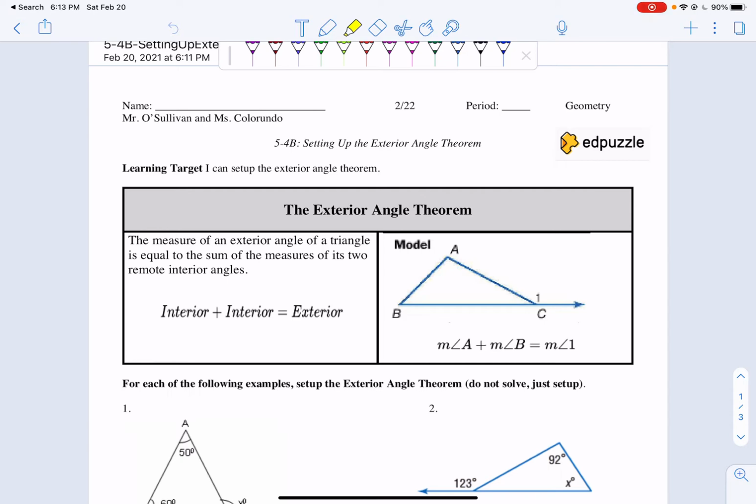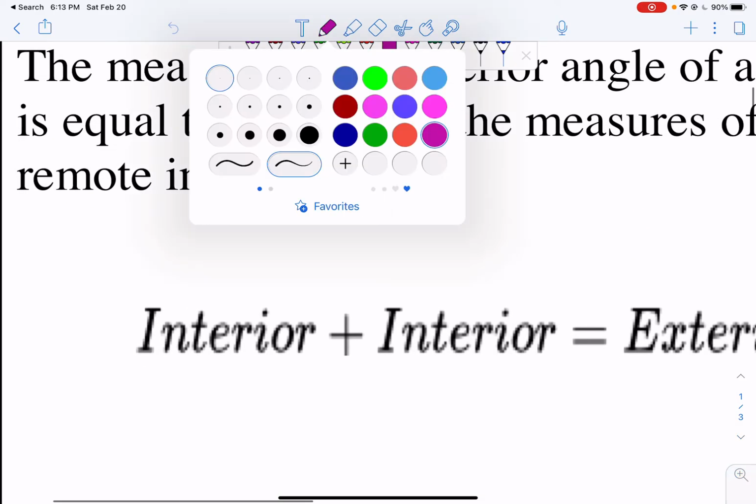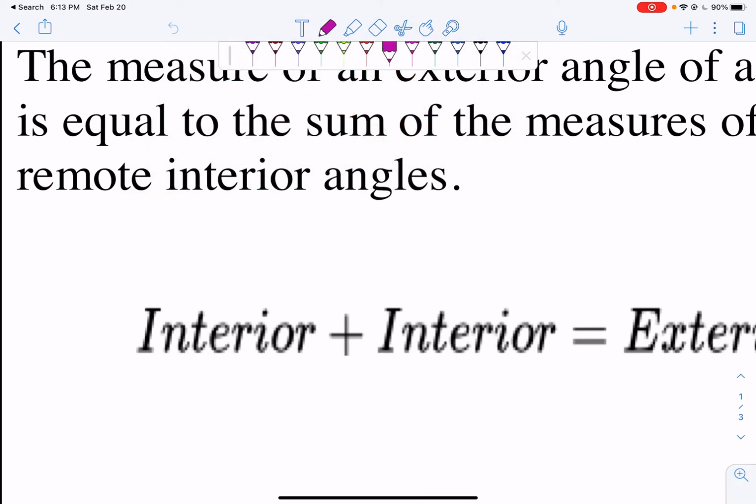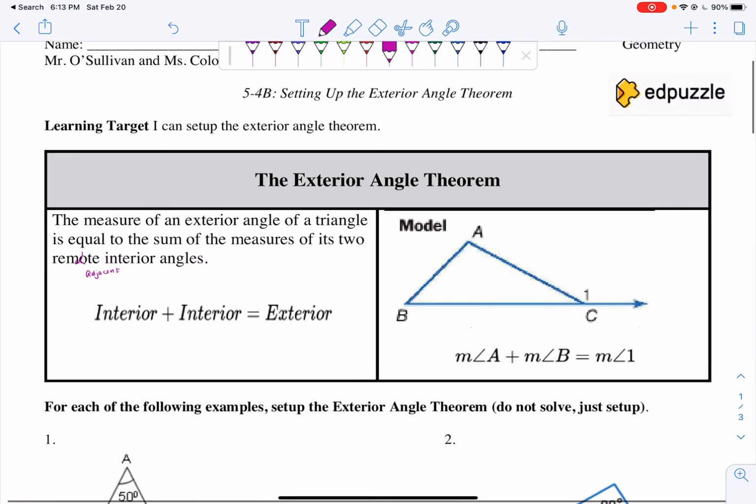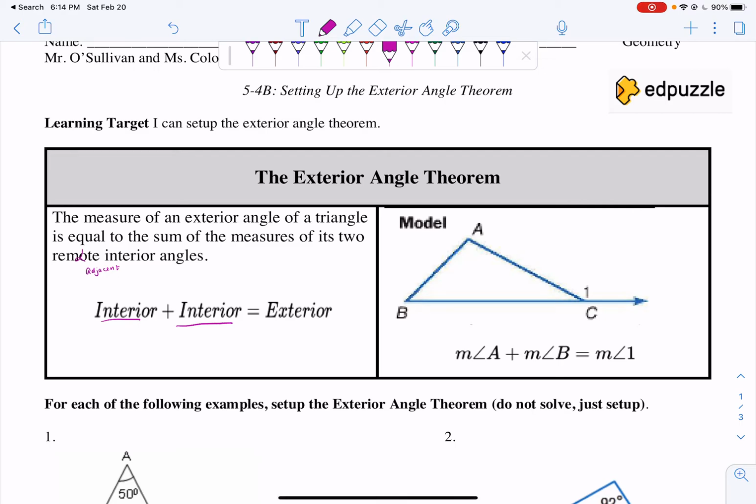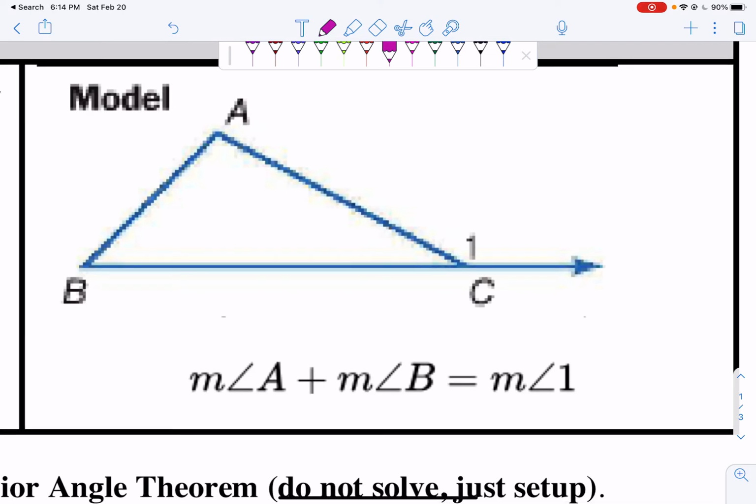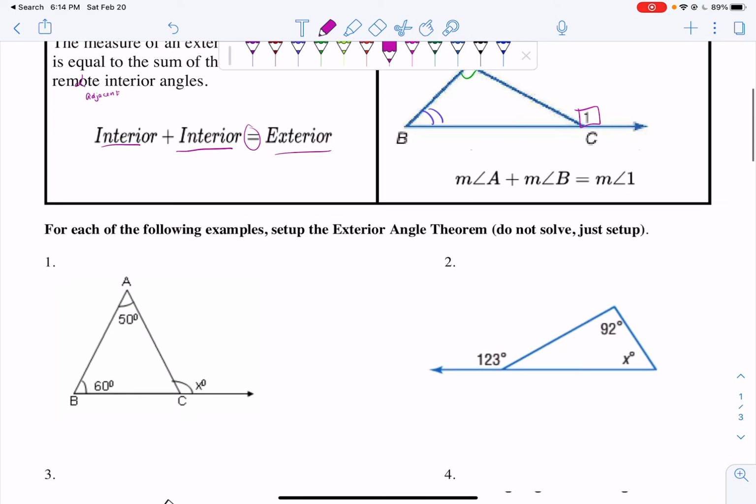We learned before the break that the exterior angle theorem states the measure of an exterior angle of a triangle is equal to the sum of the measure of its two remote interior angles. Basically, it's two adjacent interior angles. The way it works is you have one interior angle, another interior angle, and you set their sum equal to your exterior angle. If we look at this visual, we can say that angle A plus angle B is equal to angle 1. And that's all we're going to be doing.